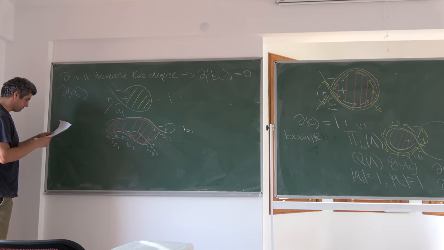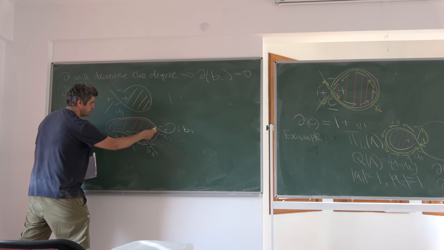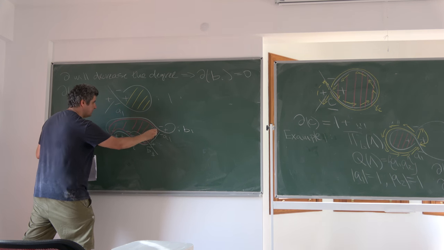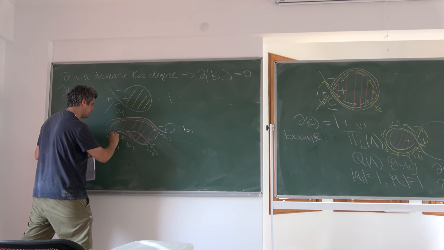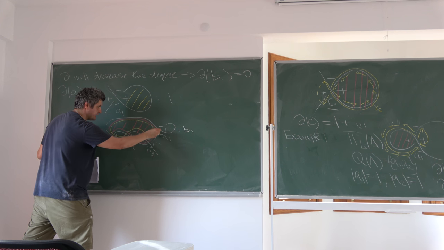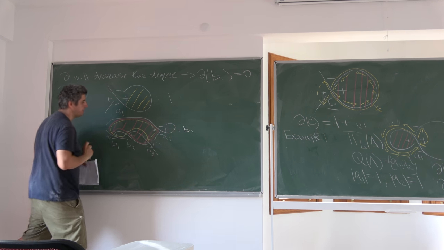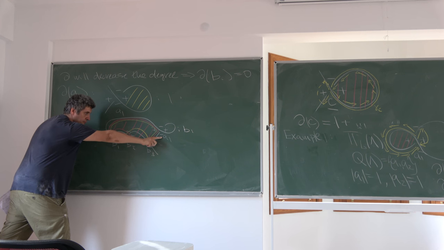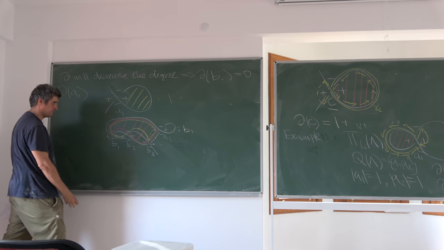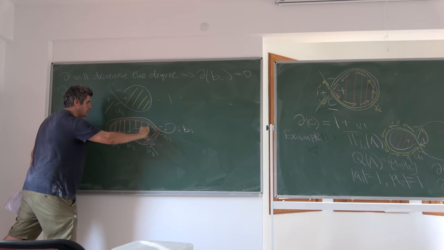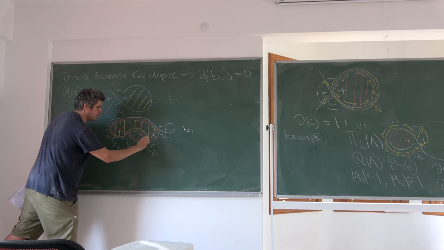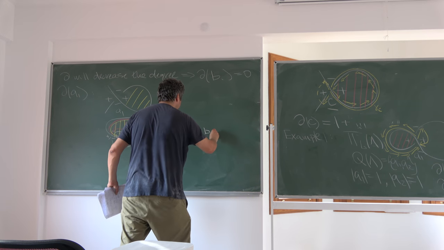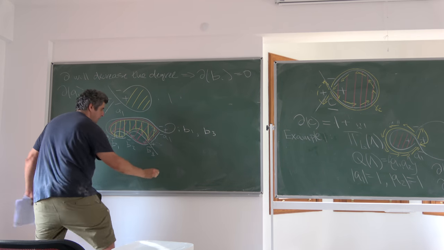Now the next guy, maybe I can use the same picture but with a different color. I'll also start from A1, go like this, get to B3, and then get back. This way, I get a 2-gon with a plus at A1 and minus at B3. So I can say that there is a contribution of B1 and also a contribution of B3. And for the last one, I'll draw another picture.